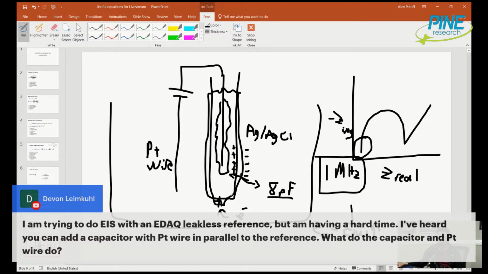I bet you don't see a lot of issues with your leakless reference electrode in the low frequency region or mid to low frequency region. And let me just make sure that I'm not getting any further comments from Devon. No, I'm not, which is just good to know.